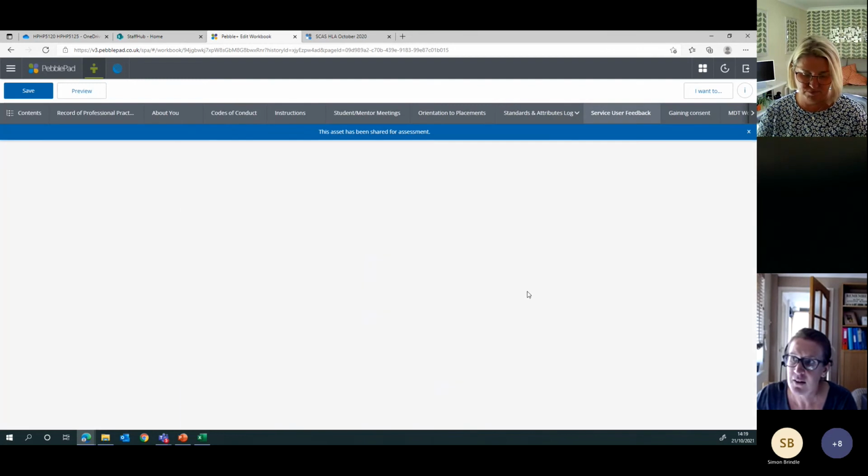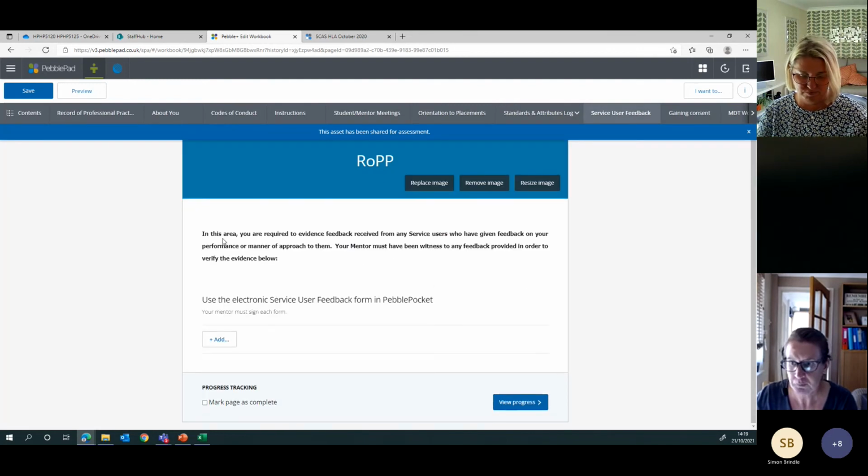There is a survey user feedback form, which the students can get patients, obviously in non-life-threatening situations, to complete to get feedback on how they've been with that patient or patient's family. Or maybe another healthcare professional they've worked alongside. Again, the template for this can be found in their Pebble Pocket.